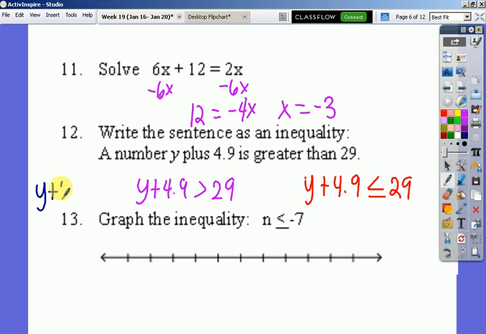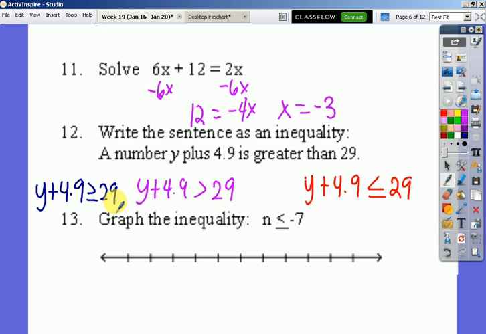Y plus 4.9. Yes. Yeah, is at least 29. So the blue, we have y plus 4.9 is at least 29, so it's 29 or more. The purple, we have y plus 4.9 is greater than 29, so it's 30, 31. In the red, we have y plus 4.9 is at most 29, so it's 29 or less. Okay, so make sure you know those words and what they mean.